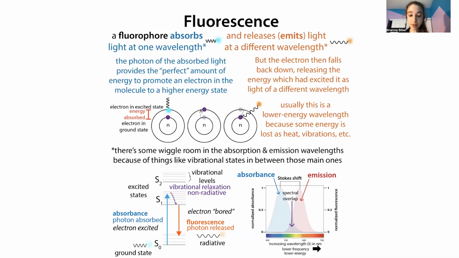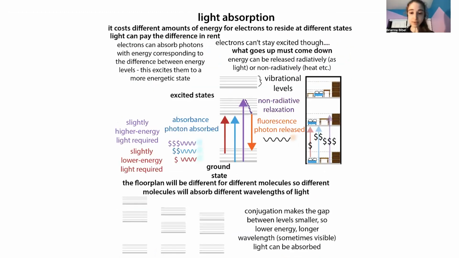But what actually makes for this overlap is that, although we talk about these different energy states, there are also different vibrational levels within those states. So going back to our hotel or apartment analogy, it's like you could be standing on the bed or the table or the dresser, and it's going to be a different distance to the next floor. But you can still only absorb the amount of energy that'll take you directly to that next floor. So there's a little bit of wiggle room, but we can see these basic maxima.